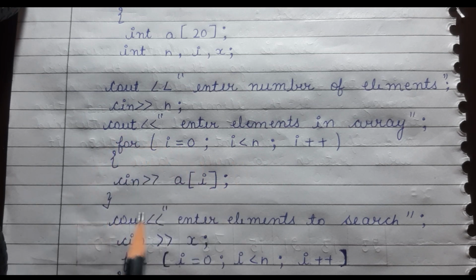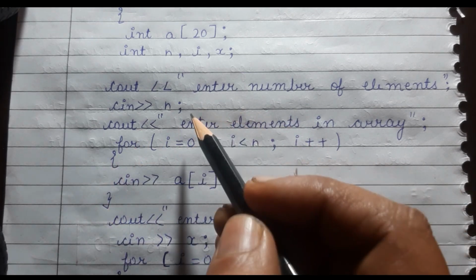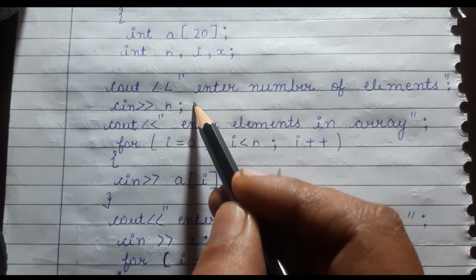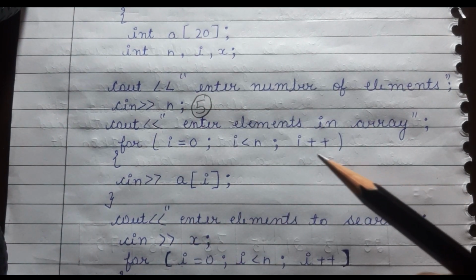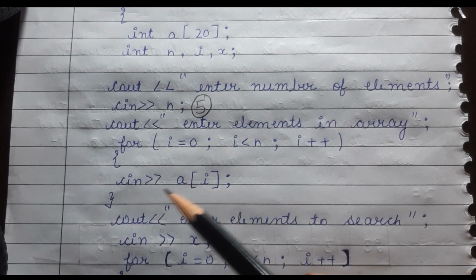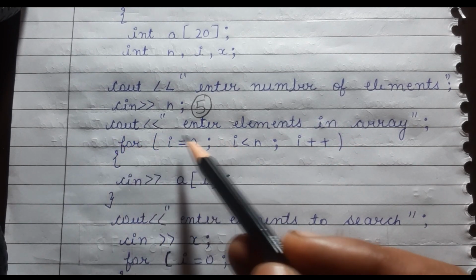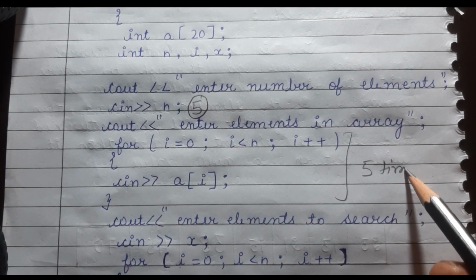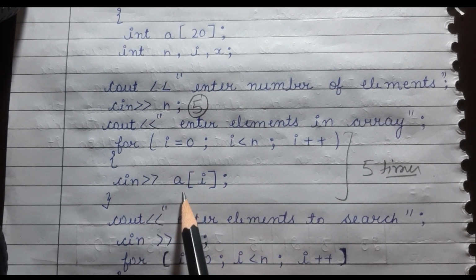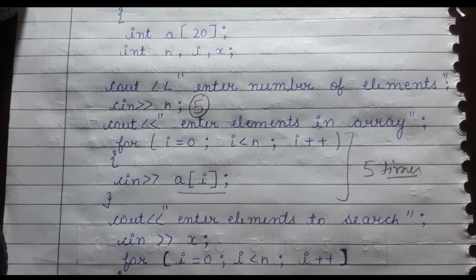So this loop is executed how many times? n times. Okay, suppose here you input the value of n as 5. Okay, so it means here number of elements are 5, and now this for loop is executed how many times? This for loop is executed 5 times, and 5 elements are entered in this array A.